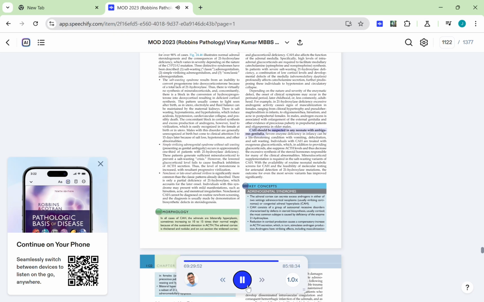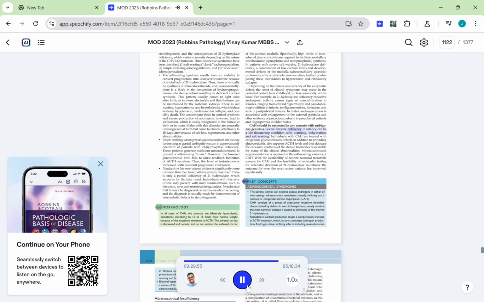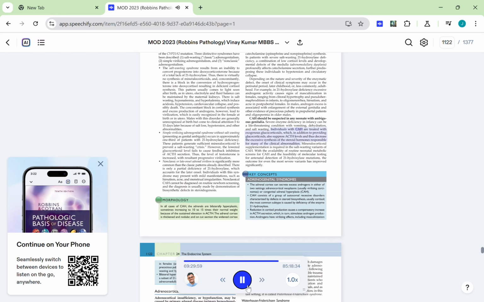CAH should be suspected in any neonate with ambiguous genitalia. Severe enzyme deficiency in infancy can be a life-threatening condition with vomiting, dehydration, and salt wasting. Individuals with CAH are treated with exogenous glucocorticoids, which, in addition to providing glucocorticoids, also suppress ACTH levels, and thus decrease the excessive synthesis of the steroid hormones responsible for many of the clinical abnormalities.